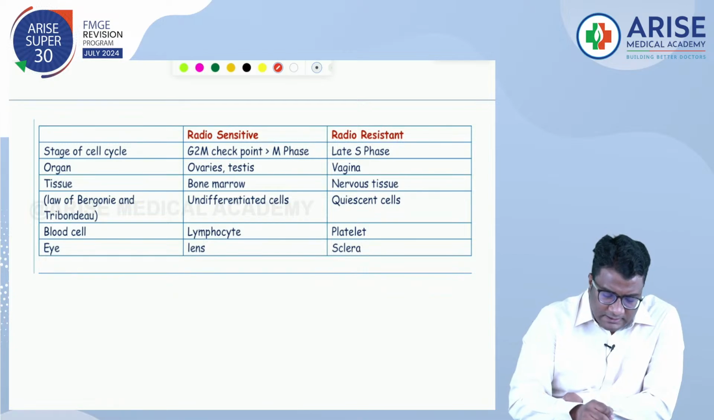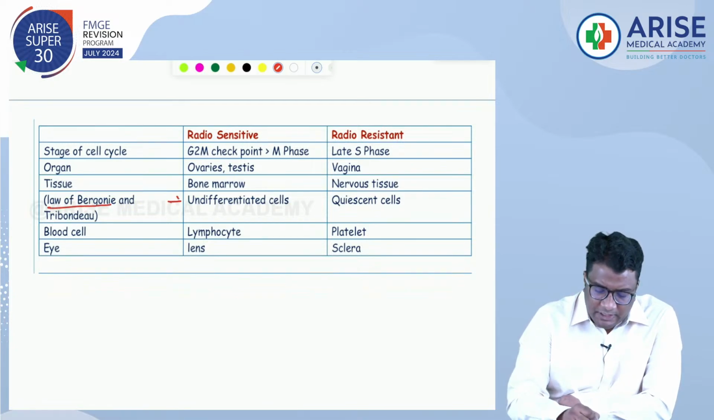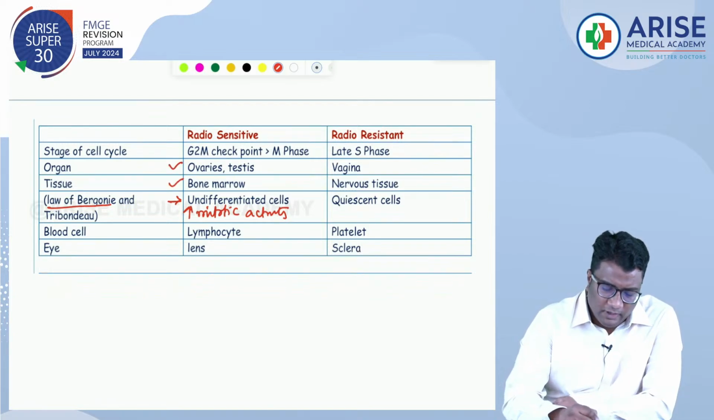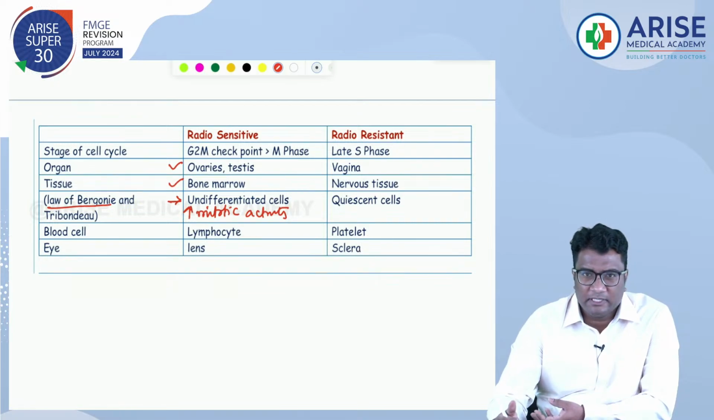For this, we have to understand a law called the law of Bergonié and Tribondeau. What it says is undifferentiated cells with high mitotic activity are radiosensitive, like your bone marrow, like your gonads. They are undifferentiated cells, stem cells, totipotent cells, right? A lot of mitotic activity is possible. So all of these are radiosensitive.